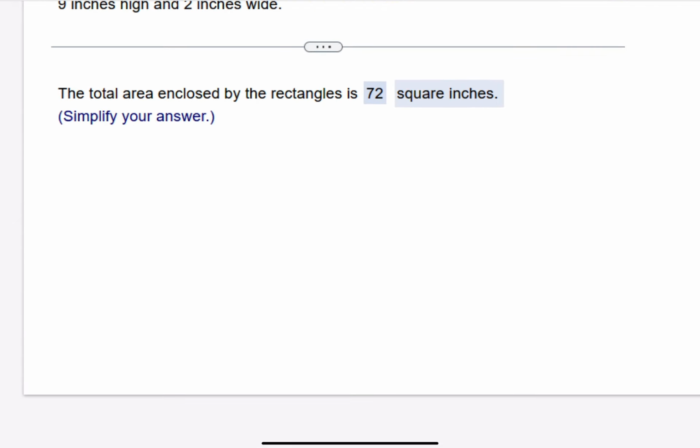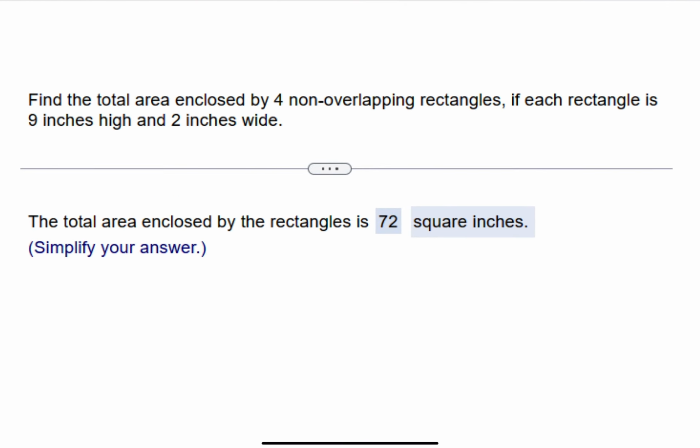Let's go ahead and take a look at the first problem here. It says find the total area enclosed by 4 non-overlapping rectangles if each rectangle is 9 inches high and 2 inches wide. Seriously, I have this question in your homework? Okay, let's do it. So I have 4 rectangles. Oops, that's not a rectangle. So let's draw 4 rectangles. Yeah, that's okay. That's a rectangle.